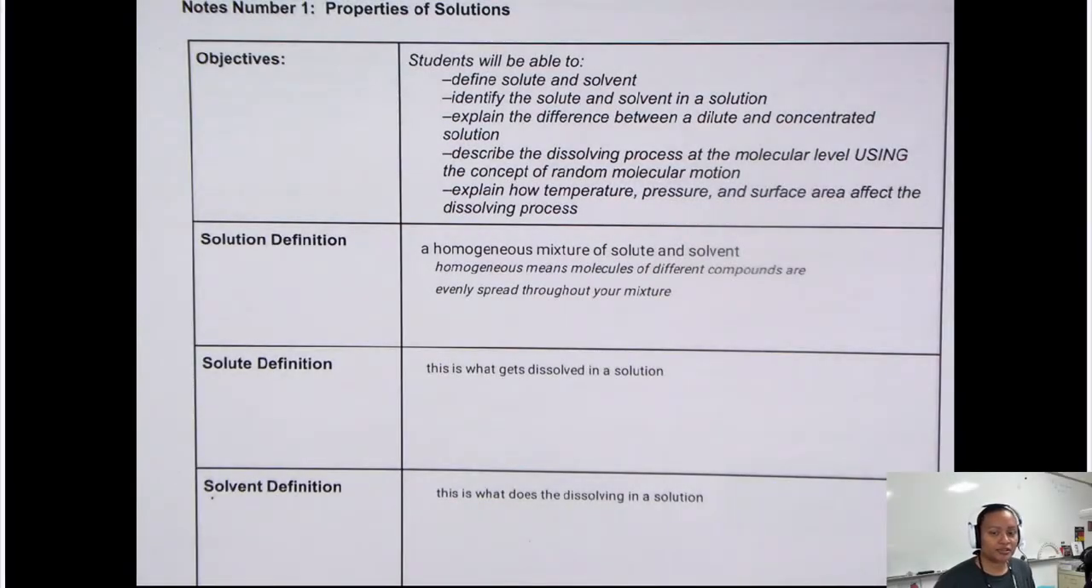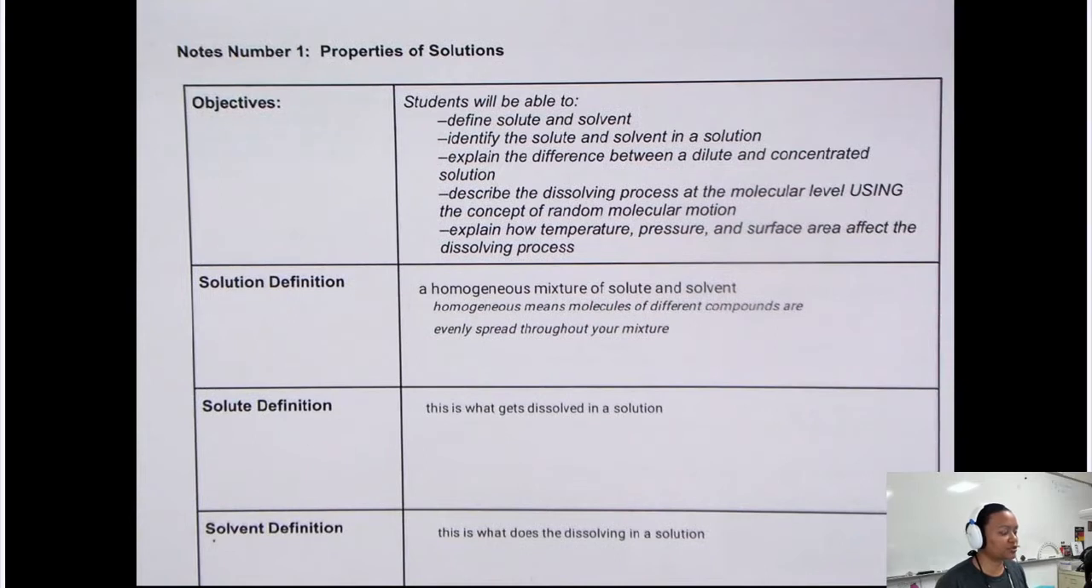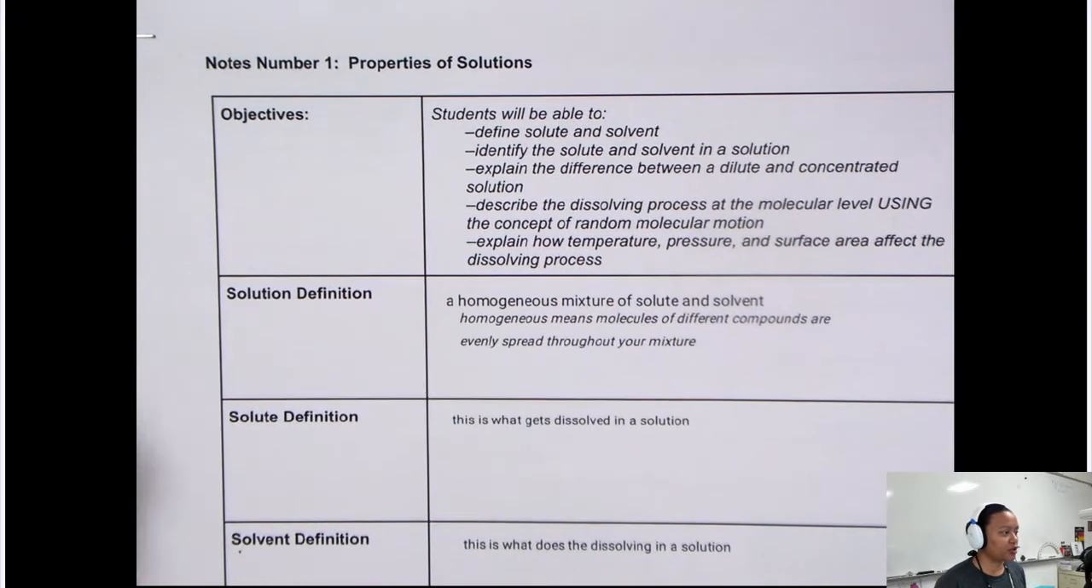Good morning. This is a brief recap of what we had covered on properties of solutions. I'm looking at our new unit.